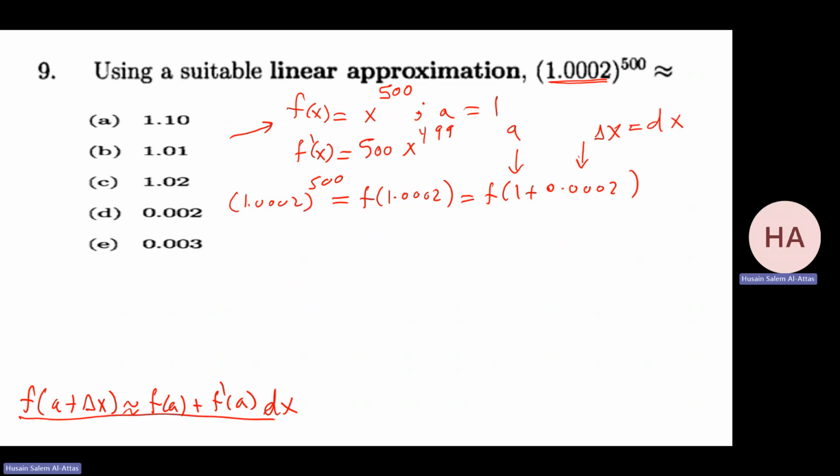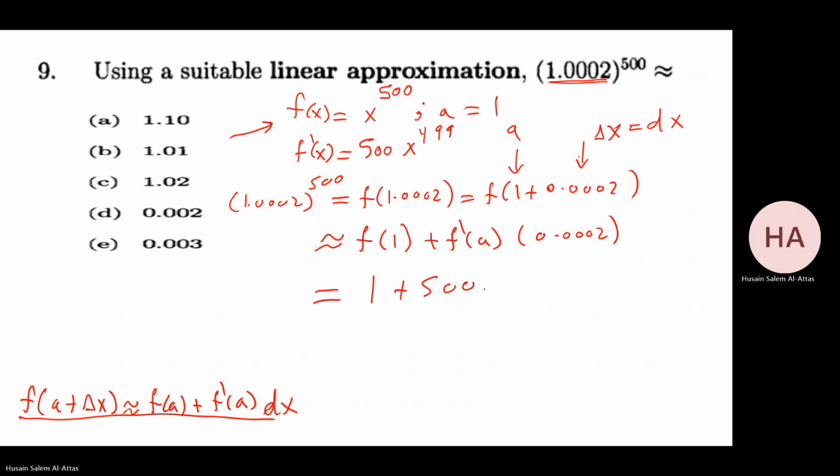So use this approximation. This is f of 1, a is 1, delta x is this. Approximately f of 1 plus f prime at 1 times dx, which is 0.0002. Plug the numbers. f at 1 will be 1. f prime at 1 is 500. This is what? 2 over 10,000. Okay, 2 zeros gone, 2 zeros gone. So I have 1 plus 10 over 100, which is 1.1.